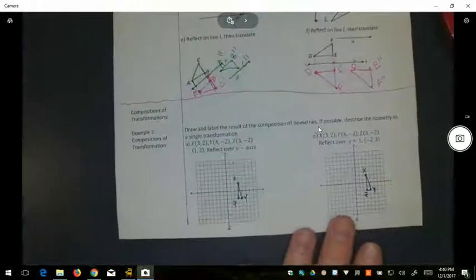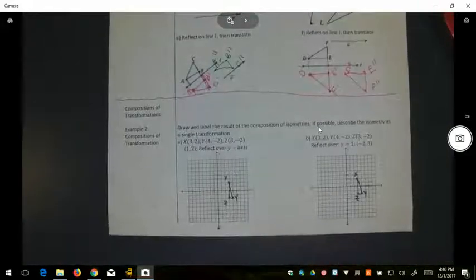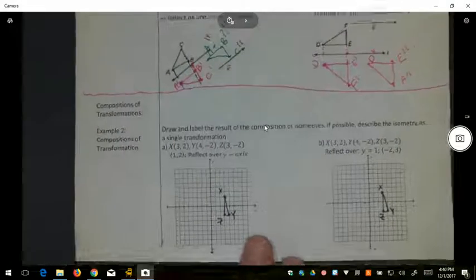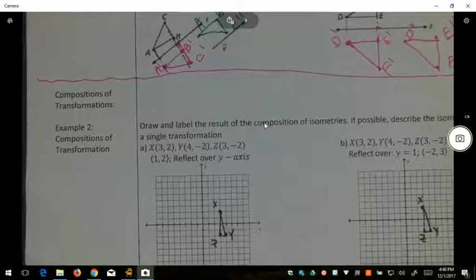Welcome to clip 2 of 2 for 12.4 transformations. We're looking at compositions of transformations, and we're looking at doing these in the coordinate plane.